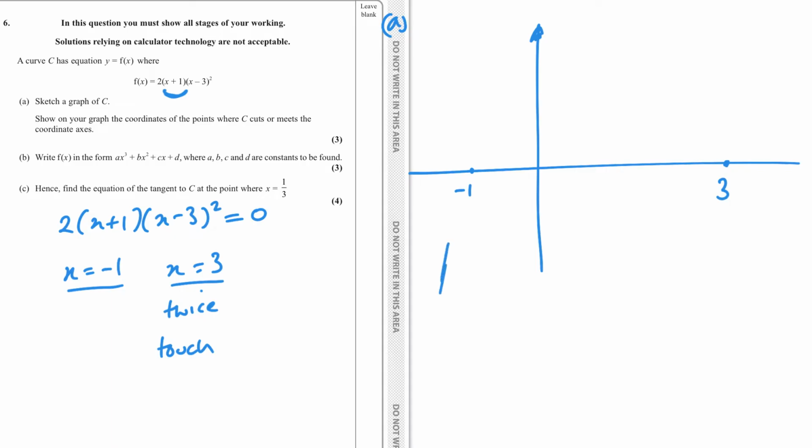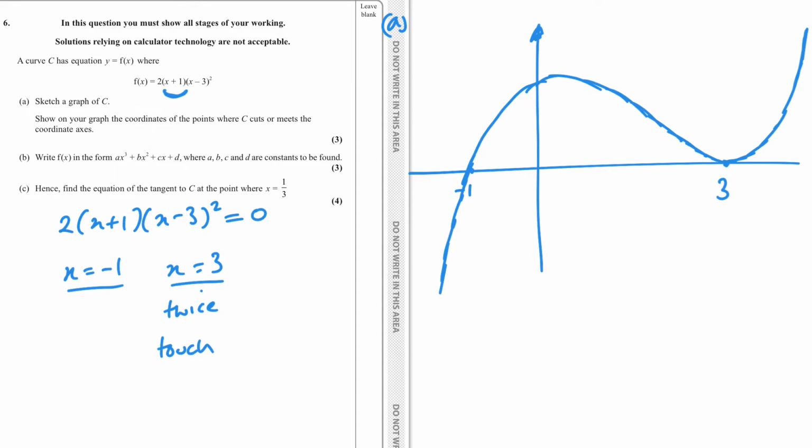So shape wise, coming from the bottom, it's going to go up, going to come round, it's going to touch at 3, and then it's going to go up again in the positive direction.